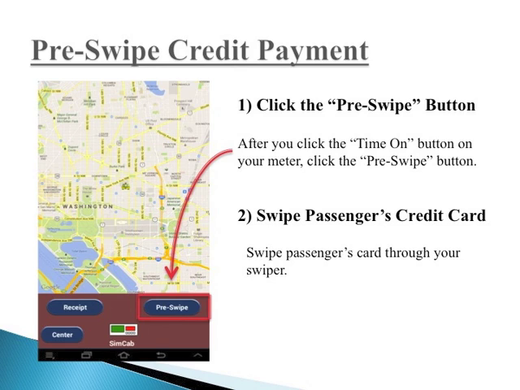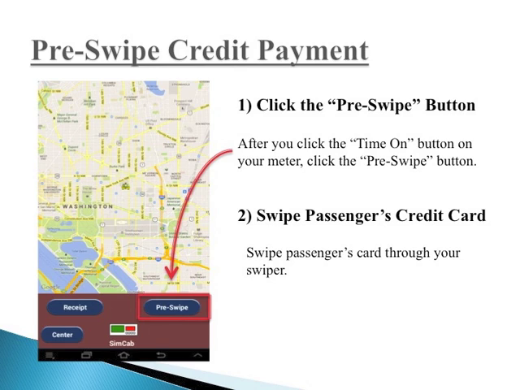The pre-swipe option is a convenient way to accept passenger payments at the beginning rather than the end of a ride. By pre-swiping your passenger's credit card, you can make processing the payment faster and easier once you have reached your destination. Using the pre-swipe option is completely optional. If you don't want to use it, you don't have to.